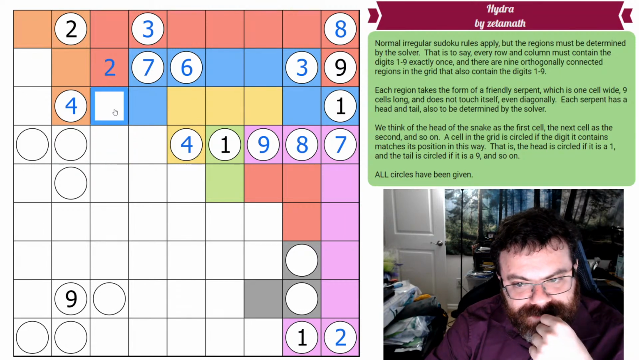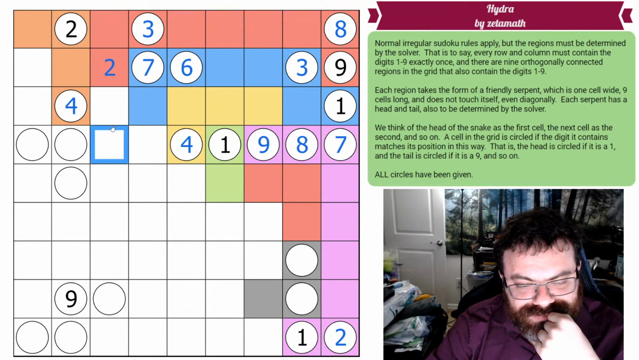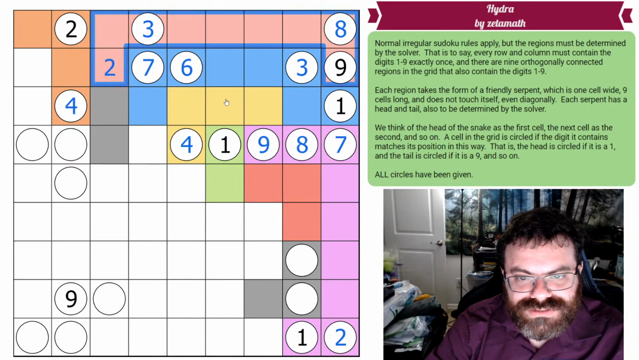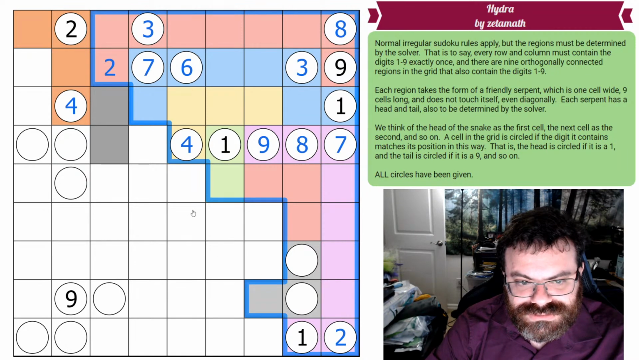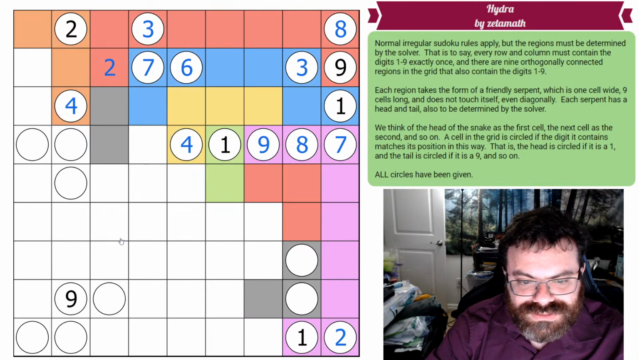I suppose this could start a new snake. How many do I have right now? I've got 1, 2, 3, 4. I mean, this is looking like 5 here. 6. This would be 7.